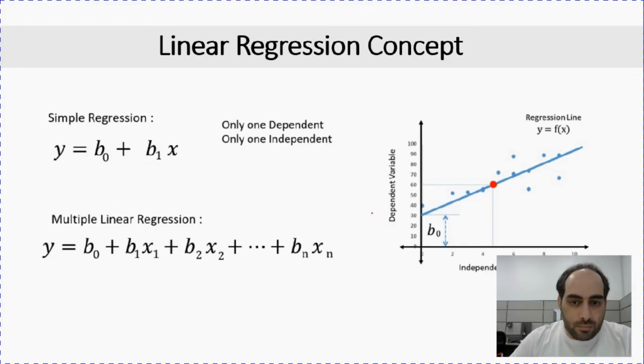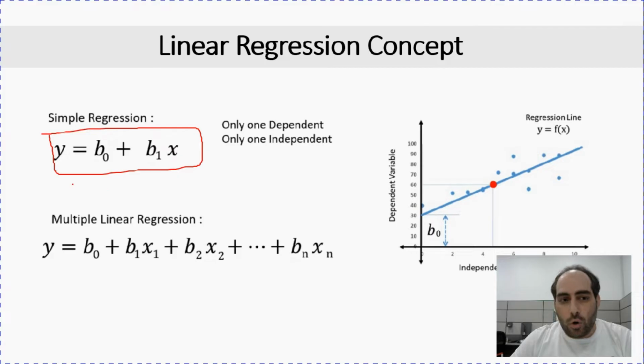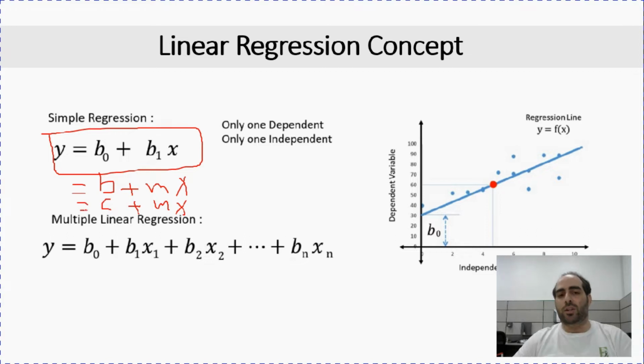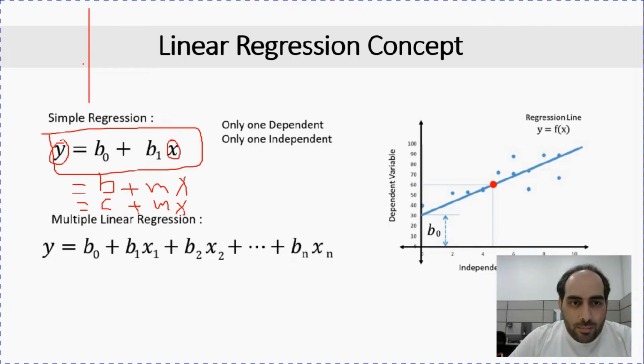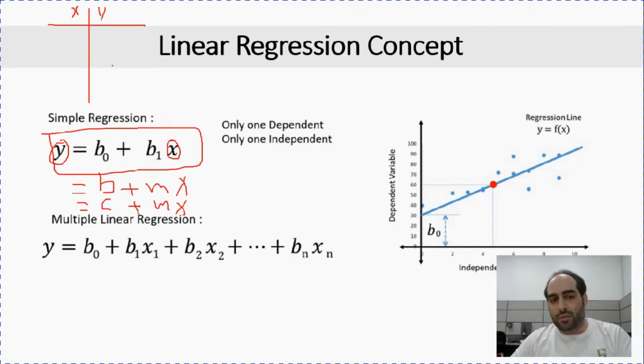Okay, so for us to draw this line, I believe everybody knows the straight line equation. The straight line equation looks like this: y equals b0 plus b1x, or you can also write it as b plus mx, or c plus mx. Choose whatever you want. This is the straight line equation. Now, x and y will usually come from my data. So I can have, for example, x and y like the age and the salary, right?